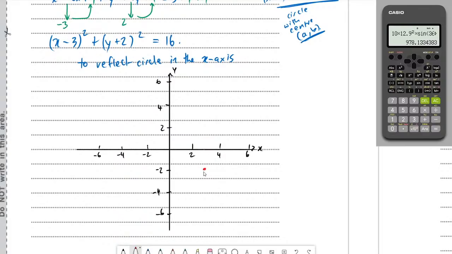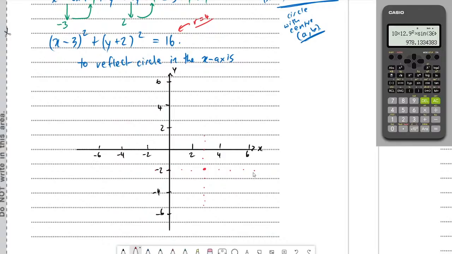Okay, and we've got a radius of 4. So it's r squared, so 16. So 16, what's the square root? Square root that, you get 4. Okay, so if we've got a radius of 4, then it's going to go up 1, 2, 3, 4. It's going to go across 1, 2, 3, 4. It's going to go down 1, 2, 3, 4. It's going to go across 1, 2, 3, 4 like that.